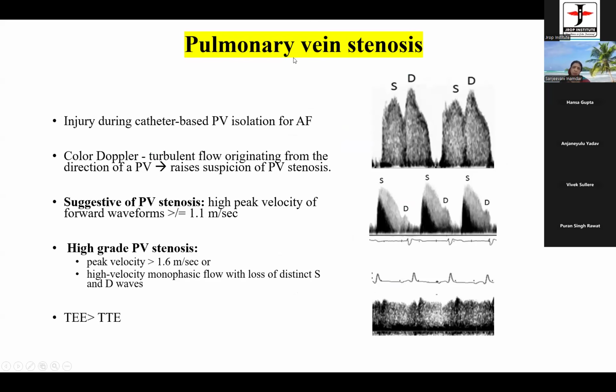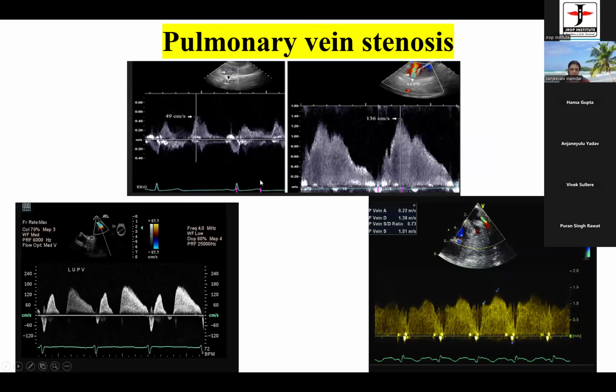This is also, last but not the least, pulmonary vein stenosis. It can occur during catheter-based pulmonary vein isolation for atrial fibrillation. Typically, it is turbulent flow and velocities are more than 1. And when it becomes monophasic, it is a high-grade pulmonary vein stenosis. Because we have started doing pulmonary vein analysis during surgery, and we are doing MICS also, many times many people have saved the patient by looking at the pulmonary vein. The moment they see turbulence, they ask the surgeon to do the necessary things. So this is pulmonary vein stenosis.